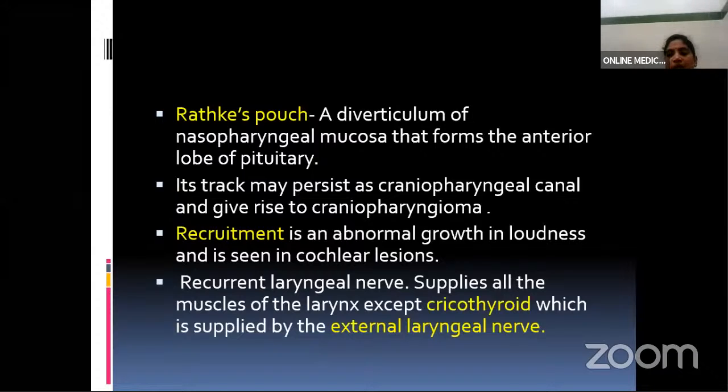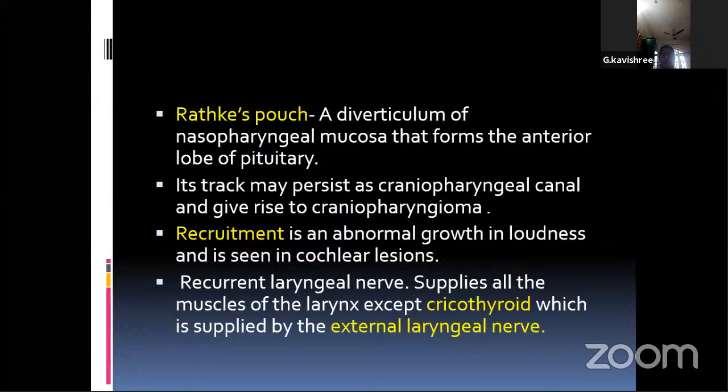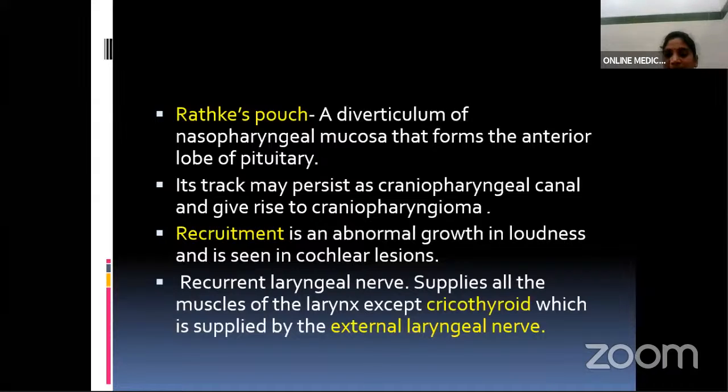Rathke's pouch. So again, what is Rathke's pouch? Diverticulum of the nasopharynx. What is Rathke's pouch? Embryologically, what is it, and where does it present? Tell the embryological answer for me. Balaji?